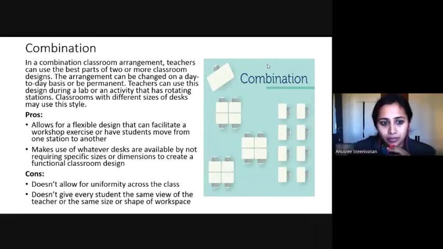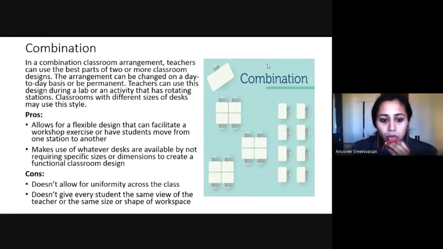But here, the pros is that it allows for a flexible design that can facilitate a workshop experience. And if the students are not fixed on one seat, you can change the groups. Like one group of students can sit here today, and the next group can sit the next day. So with a combination, you have the rows here, you have the pod system, you have everything in one single classroom.